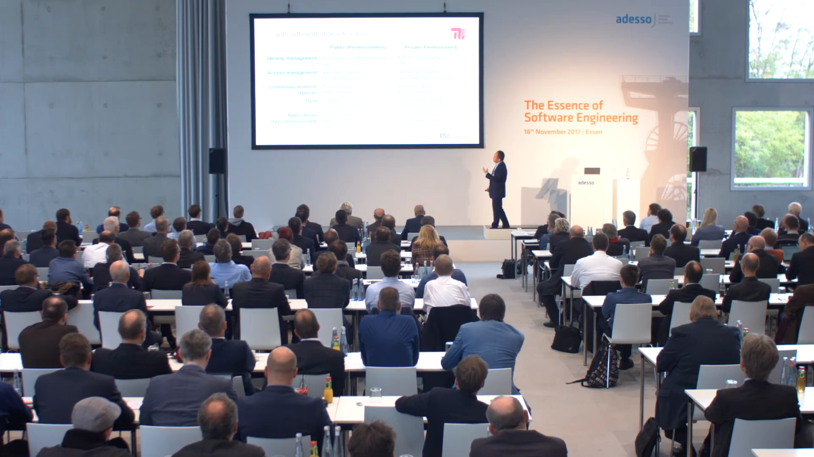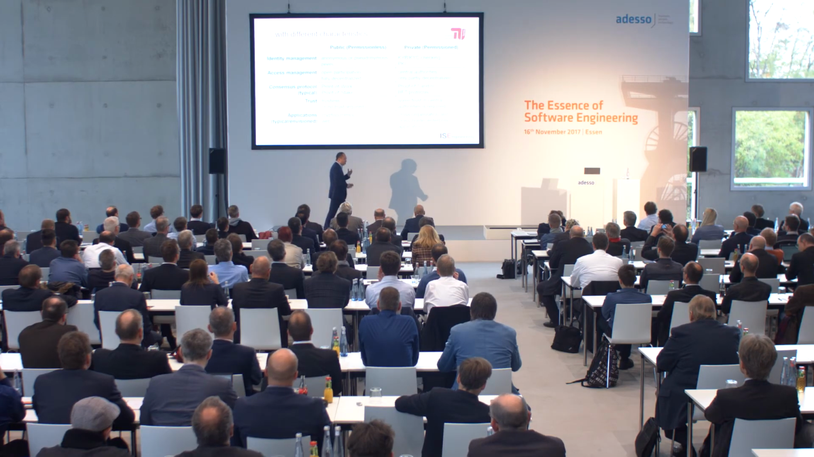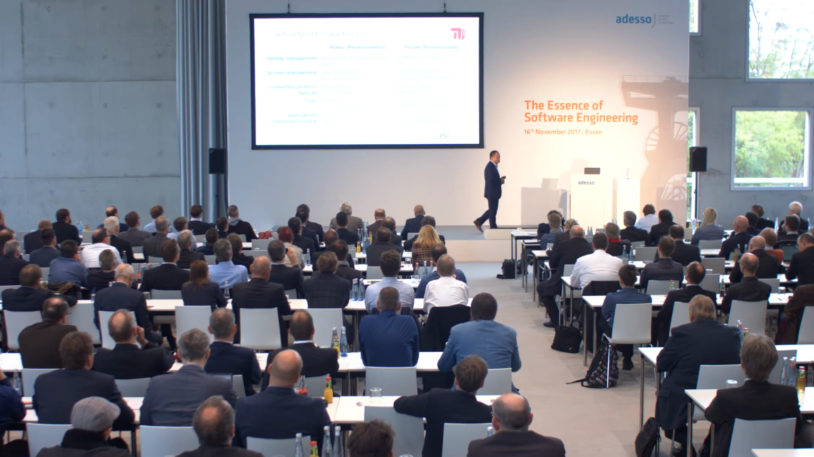The main characteristics, if you look from a technical perspective between the public and the private network, can be related to questions like identity management, access management, the consensus protocol that is being used, the trust that is being required or not required, and of course the different applications that we have there. And the range, of course, is huge.